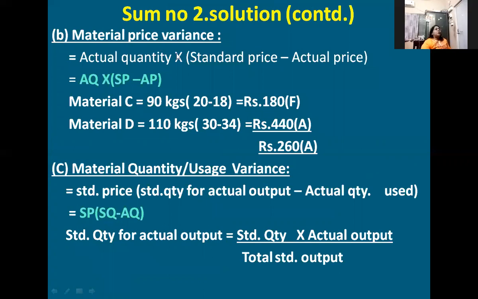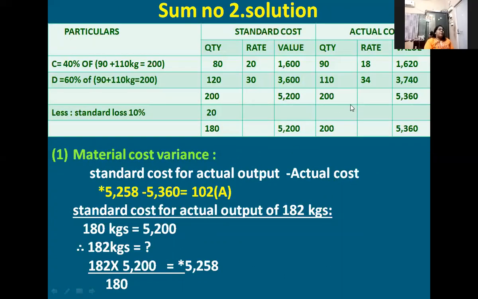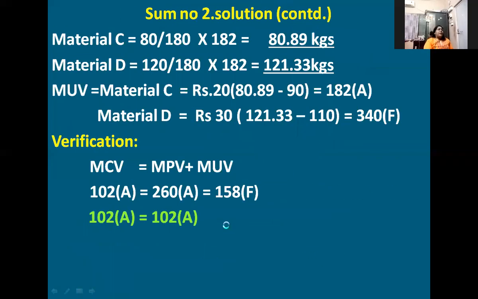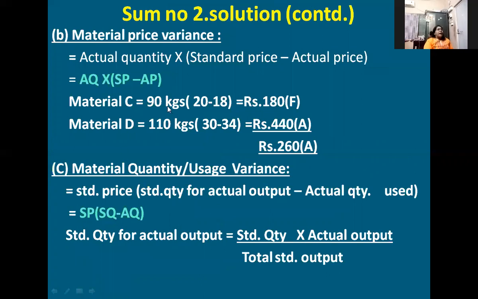Next, we will move on to the material price variance by applying the same formula: standard price minus actual price, that has to be multiplied with the actual quantity. Standard price we have 20 and actual price is 18. Everything is available. Look at that. For C and D we calculated separately. Standard price is 20 minus 18. And then for D, 30 minus 34. And that has to be multiplied by the actual quantity.